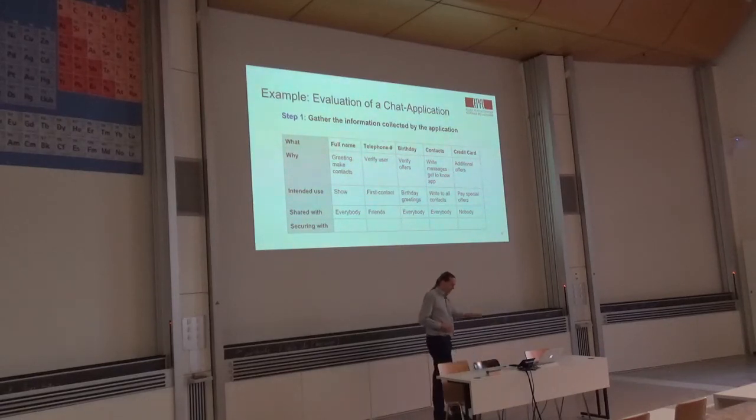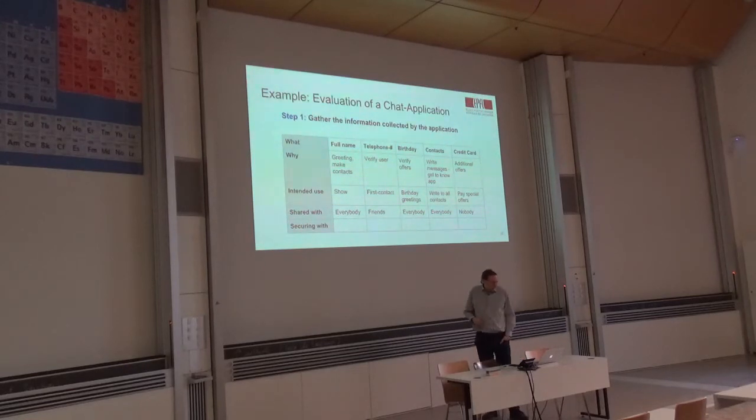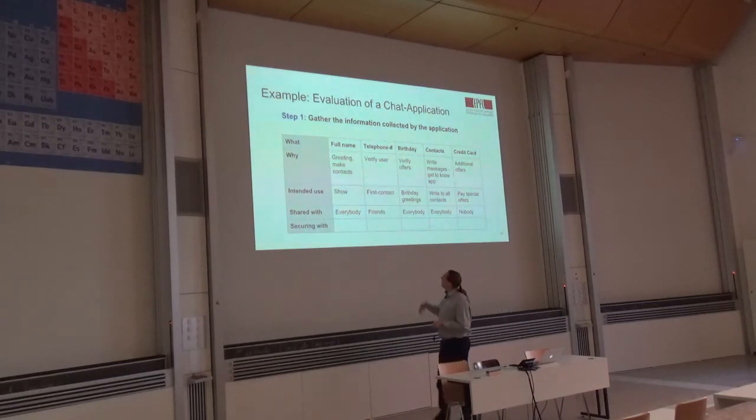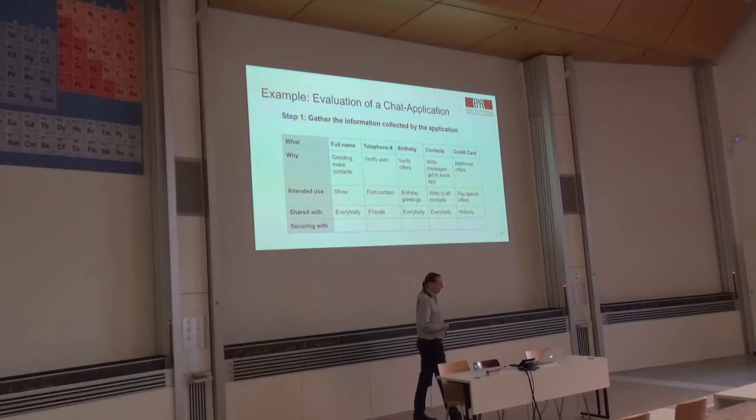So this isn't by any means an exhaustive example, but just an example of the type of analysis that this planning process might look at. Let's say we want to build or use a chat application now, or authorize the use of a chat application by employees or provide it to customers. And the chat application would like to gather certain types of information for various reasons, such as full name, telephone number, birthday, contacts, credit card.